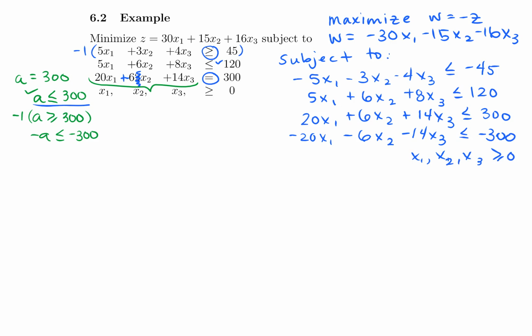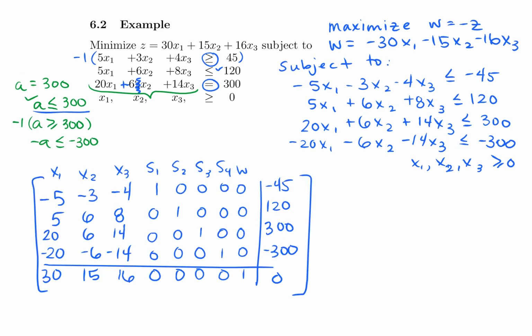Alright, so now that we have rewritten our problem as a standard maximum, we can go ahead and set up our initial tableau. Now you may notice that we have some negative constants, and so we're going to have to deal with those with phase 1 of the simplex method. So let's go ahead and get our tableau set up right now. Okay, so here's our initial tableau.